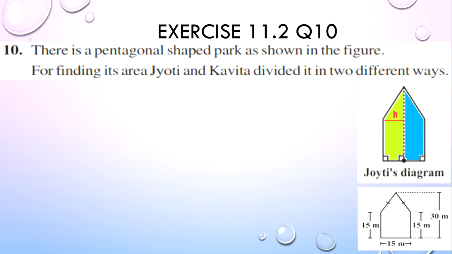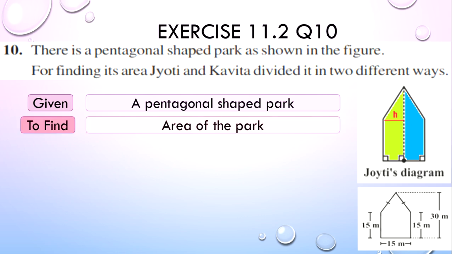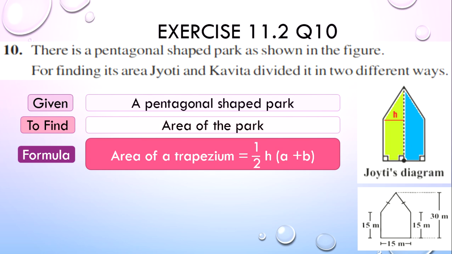So let us see what is the first step. Given a pentagonal shaped park. Then what do we have to find? Area of the park. So which formula do we have to use? Area of a trapezium. We have divided the pentagonal shape into two trapeziums here. So we have to use the formula for area of a trapezium, which is half into h into a plus b. h is the height, a and b are the parallel sides. a plus b is the sum of the parallel sides.